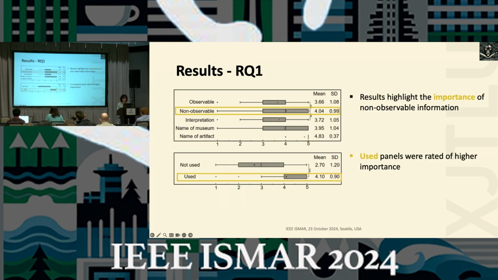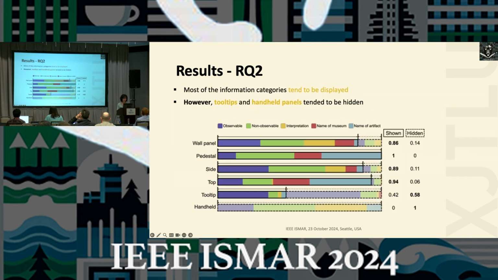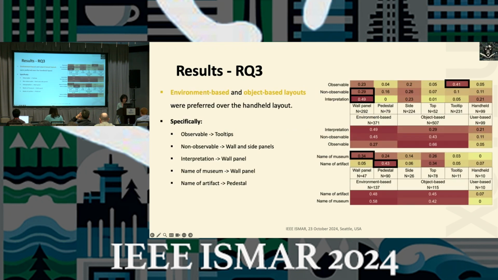So in response to our first research question, we found that non-observable information, such as historical context, was perceived as most important by users. Moreover, user panels were rated of high importance. For the second one, participants also preferred to display most information panels rather than to hide them. However, tooltips and handheld panels tend to be hidden.